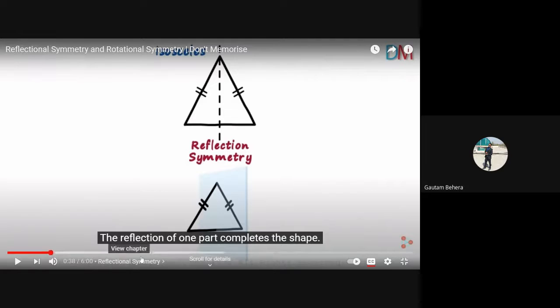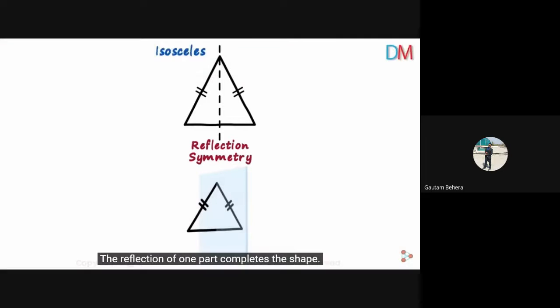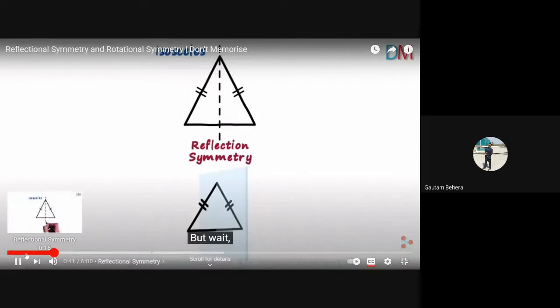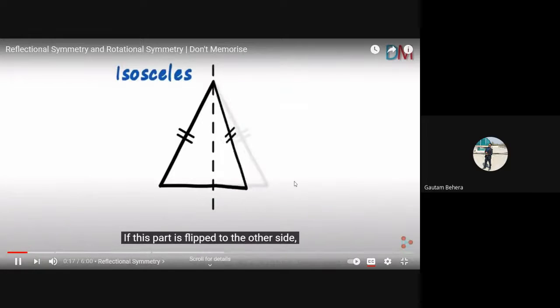Just watch this one. This is a very interesting video. One part completes the shape. But wait. If this part is flipped to the other side, we see.